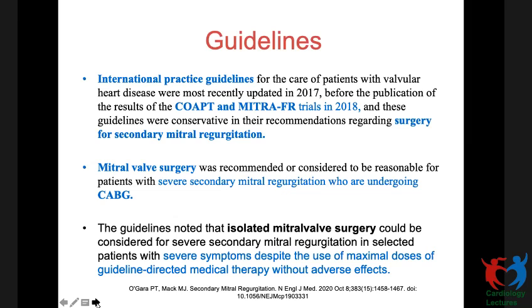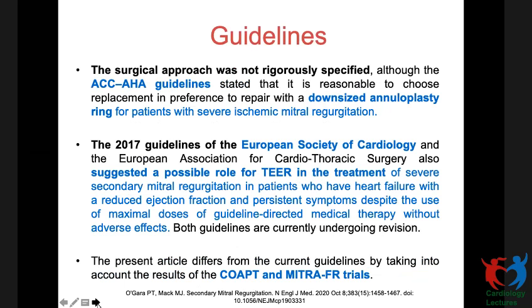Now, mitral valve surgery was recommended or considered to be reasonable for patients with severe secondary mitral regurgitation who are undergoing CABG, and the guidelines noted that isolated mitral valve surgery could be considered for severe secondary mitral regurgitation in selected patients with severe symptoms despite the use of maximum doses of guideline-directed medical therapy without adverse effects. So the surgical approach was not rigorously specified, although ACC/AHA guidelines stated that it is reasonable to choose replacement in preference to repair with a downsized annuloplasty ring for patients with severe ischemic mitral regurgitation.